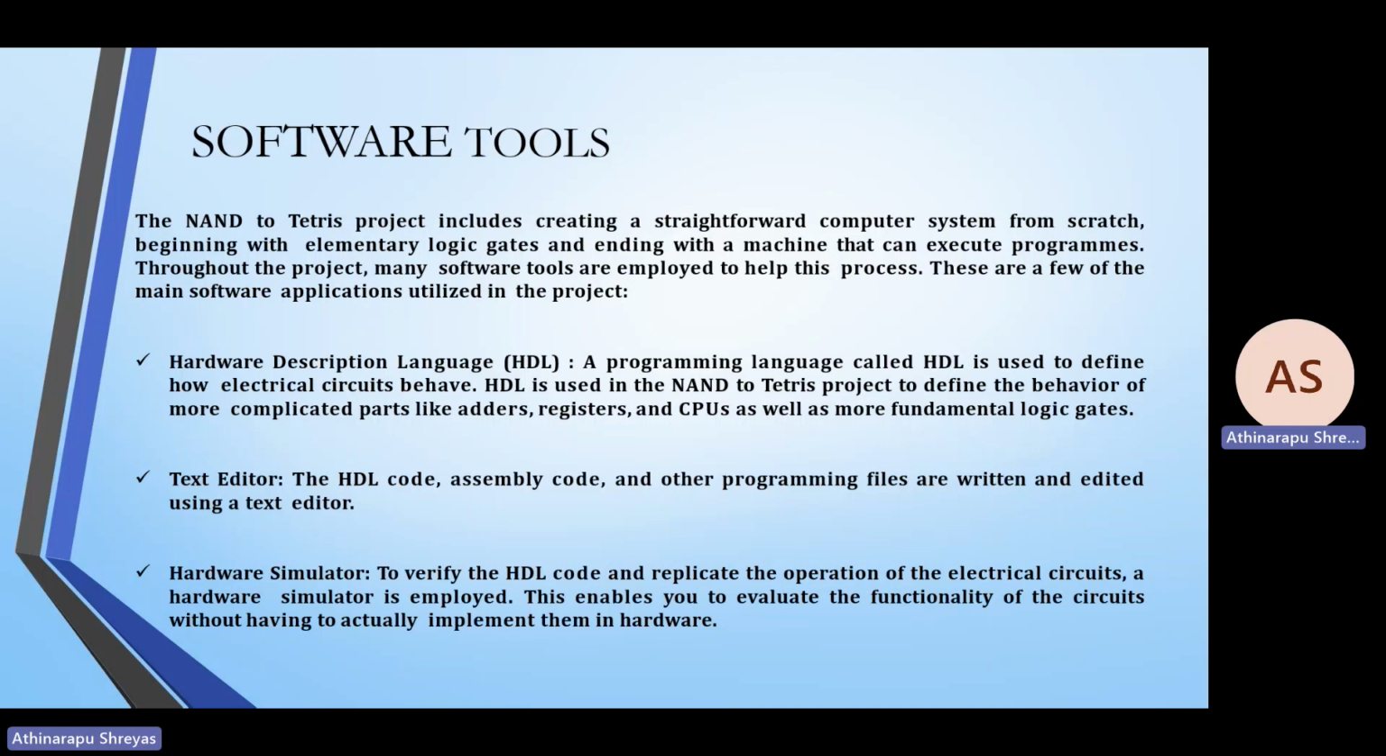HDL is used in the Nand To Tetris project to define the behavior of more complicated parts like adders, registers, and CPUs, as well as more fundamental logic gates. Text editor. The HDL code, the assembly code, and the other programming files are written and edited using the text editor, which will normally be available in the basic PC. Hardware simulator. To verify the HDL code and replicate the operation of the electrical circuits, a hardware simulator is employed. This enables you to evaluate the functionality of the circuits without having to actually implement them in the hardware.